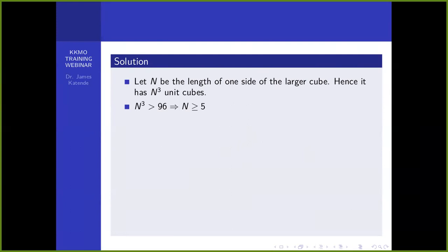So anyway, let's go back to the solution. Suppose we state that n is the length of one side of the larger cube, that means in total it will have n cubed unit cubes. A unit cube is just a small cube of unit side length.